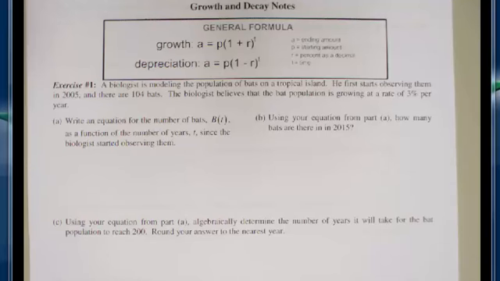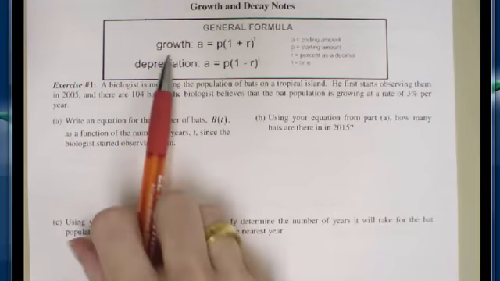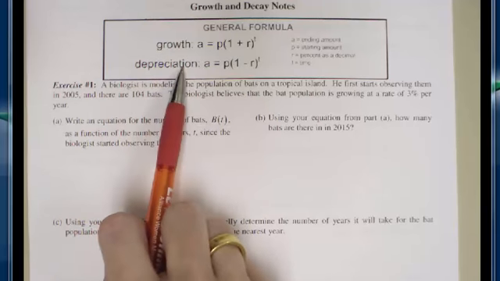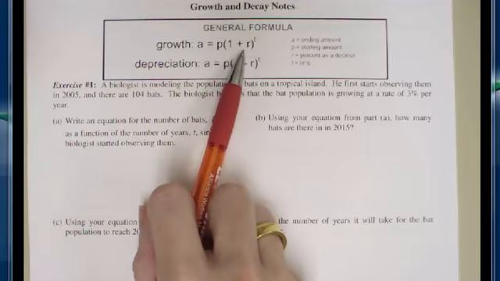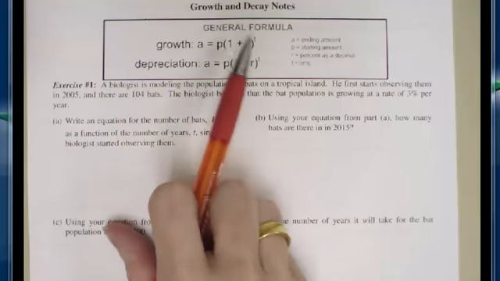Hi guys, we are on page 61. We're going to start to look at growth and decay. So the general formula starting here, we have a growth formula and a depreciation formula. You'll notice they're identical except for there's a plus and a minus.